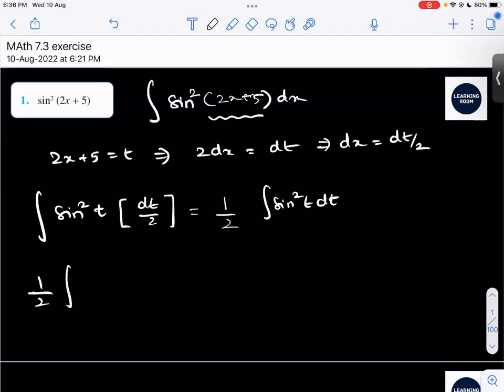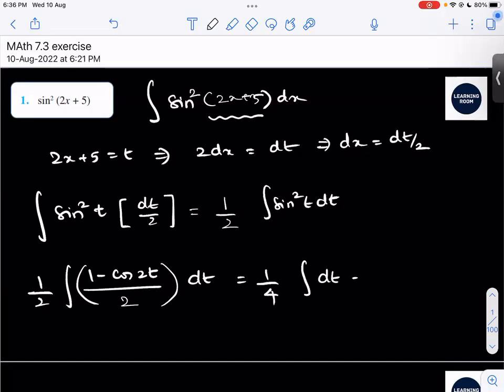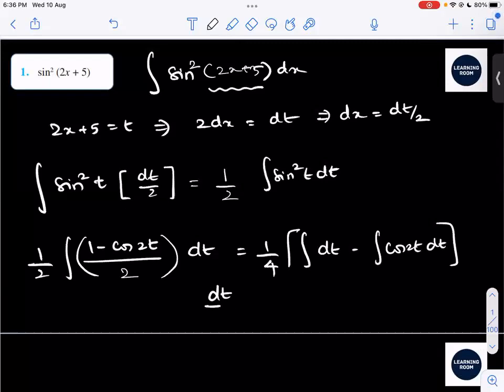So half into, how can I write sine square t? Going forward, you can do this. You can write it as 1 minus cos 2t divided by 2 dt. So this will be equal to 1 by 4 into integral of dt minus integral of cos 2t dt, which will give you the value as t by 4 minus sine 2t divided by 8 plus c.